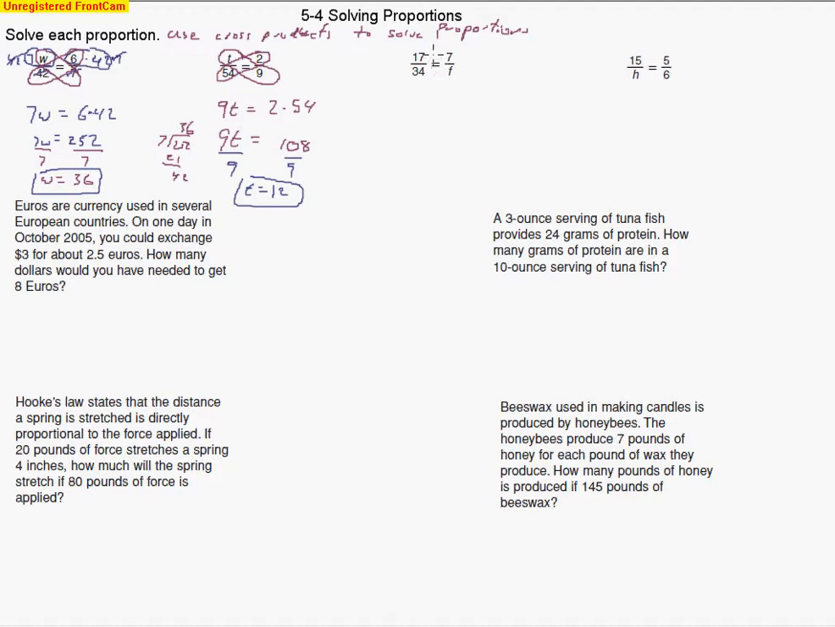If I continue doing that method, 17 times f, and again, you can only do this when we have a proportion, when we have two fractions set equal to each other. So that's 17 times f, and this equals 34 times 7. We go ahead and multiply. I got 17f equals, over here I have 28, carry a 2, 7 and 3 make 21, plus 2 makes 23. So we've got to do some division.